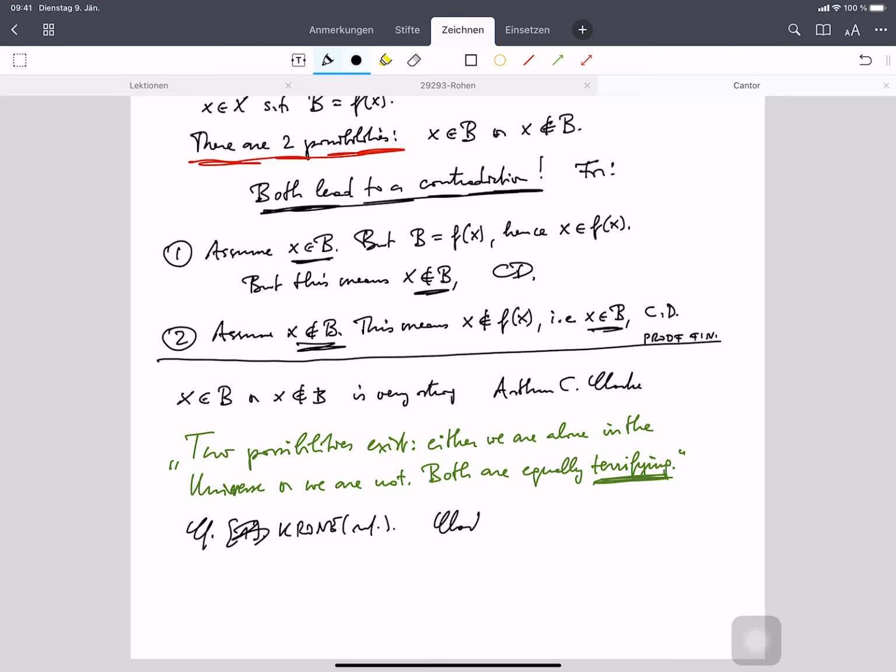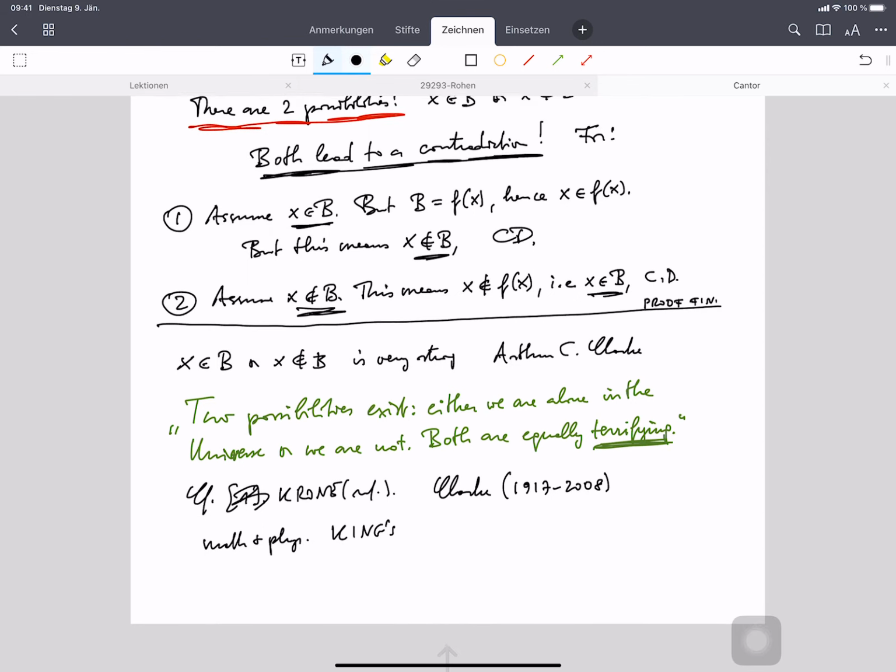Clarke was a rather technical science fiction writer. He studied mathematics and physics at King's College in London and obtained a first-class degree, which I think is a higher bachelor degree.